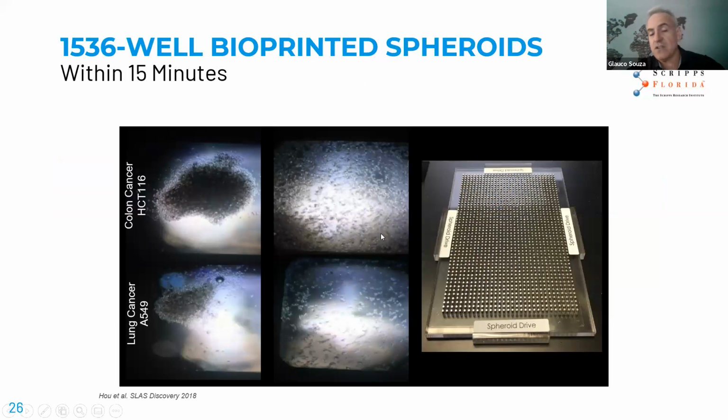The left images here are just the cells in the well. What I'm trying to show you here is that we magnetize the cells and put them in the well. If there's no magnet, the cells are just dispersed in the well. And these are colon cancer and lung cancer cell lines. But if you put on a magnet, you only need 15 minutes. The cells on a flat bottom all come together, and you promote cell-cell interaction and you get a 3D culture.